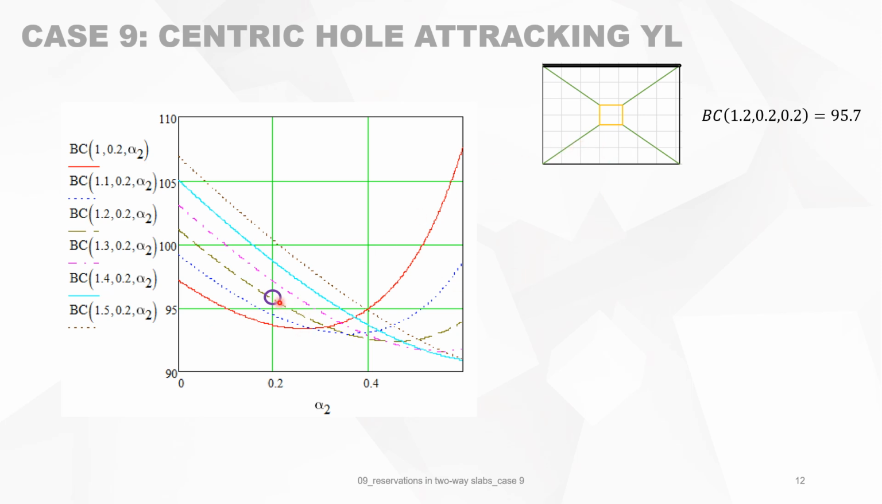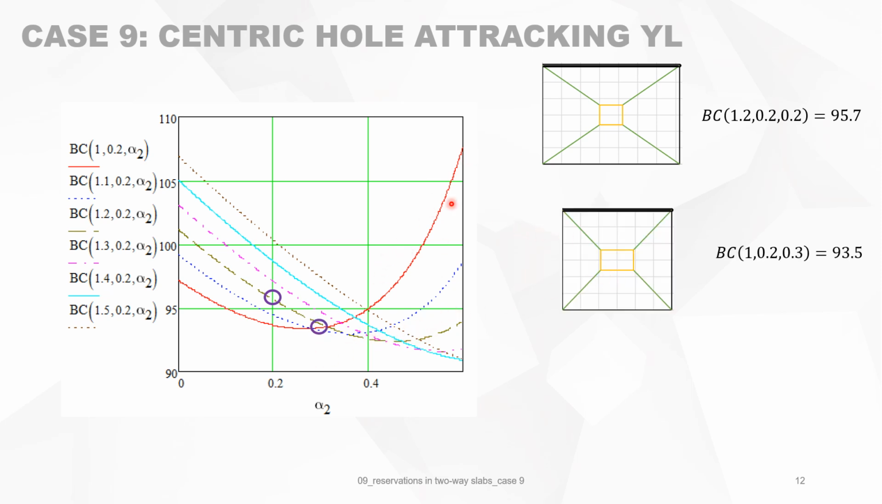So you can see here, for instance, at this point, that for a slab with B equals 1.2 A, that's the green line, and the smallest size of the reservation or the hole is 0.2, then we end up with 96% of bearing capacity. So you lose 4% of bearing capacity by making a centric hole of this size, of this type. This is what this curve means.